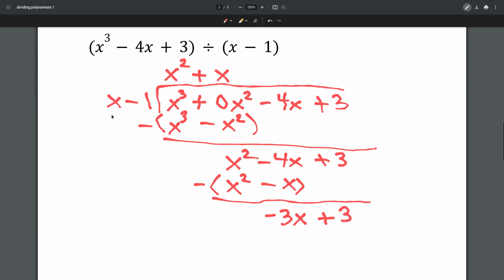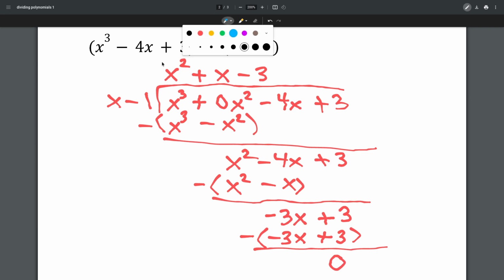Okay, so what do we have to multiply x by to get negative 3x? Well, negative 3. So negative 3 times x is negative 3x. Negative 3 times negative 1 is positive 3. Okay, so we're subtracting negative 3x plus 3. We're taking negative 3x plus 3, and we're subtracting negative 3x plus 3, so we're left with 0. No remainder again. So these problems today I'm showing you are with no remainder. So this here is our solution.